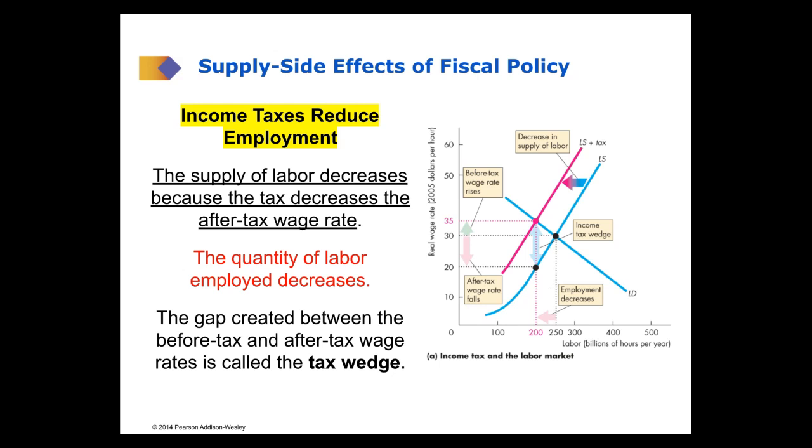And we know that one of the factors of production is the amount of labor that's working. So the less labor there is, the less economic activity there is, the less GDP there is. And so when we increase taxes on income, we decrease the quantity of labor that gets hired and employed and contributing to economic activity and GDP.